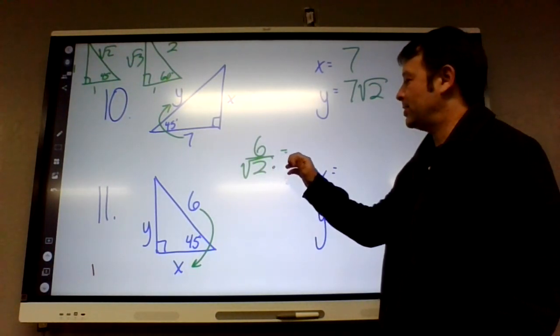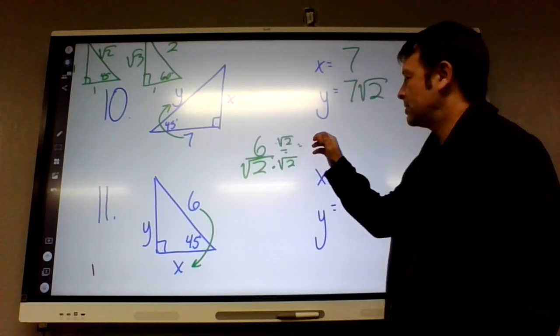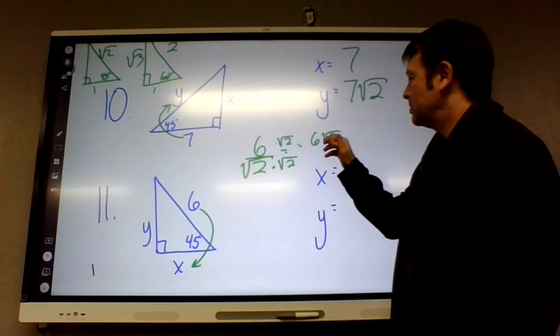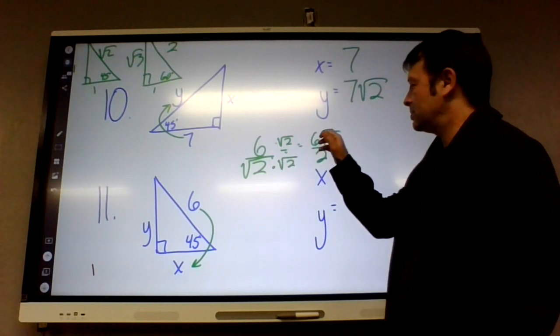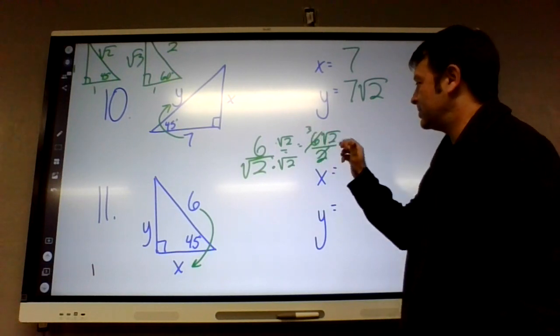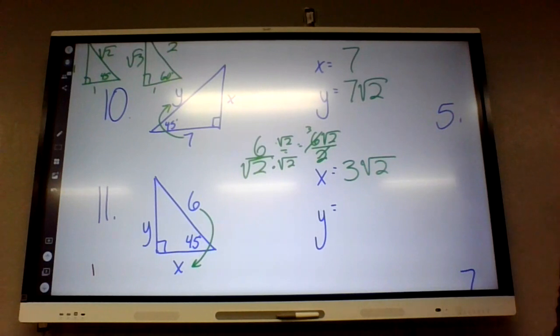Basically, you get rid of the square root by multiplying the top and bottom by the square root of 2. Square root of 2 times square root of 2 is 2, and 6 divided by 2 is 3. So it's 3 square root of 2.